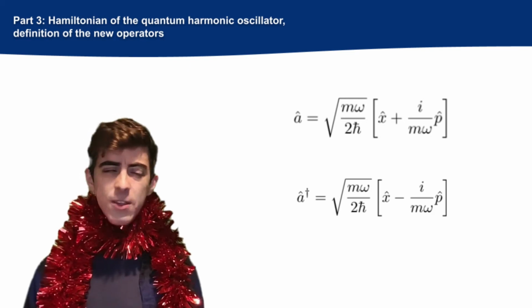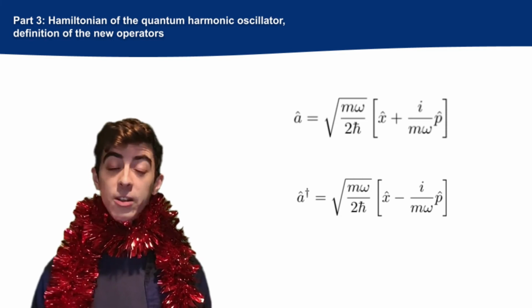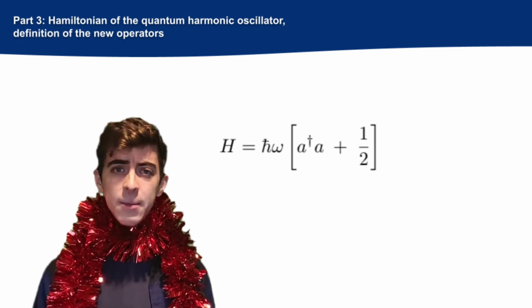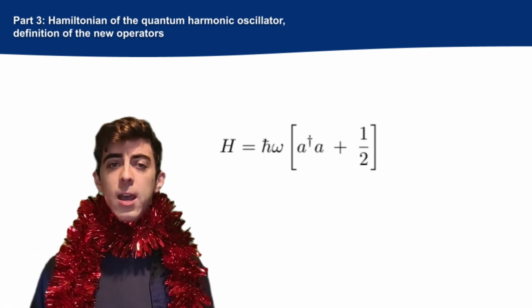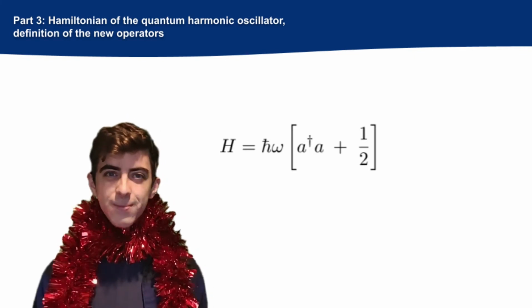And so with this, we finally reach the following expression for the Hamiltonian, which would be that the Hamiltonian H is equal to h bar times omega times (a dagger times a plus 1 over 2).